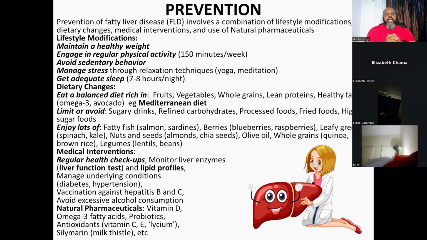Now, lifestyle modifications include maintaining a healthy weight and engaging in regular physical activity, 150 minutes per week minimum is okay. Avoid sedentary behavior. If you say, I like minding my business, you don't like moving around, my brother, you may be developing fatty liver disease. Managing stress through relaxation techniques is also important, and getting adequate sleep.